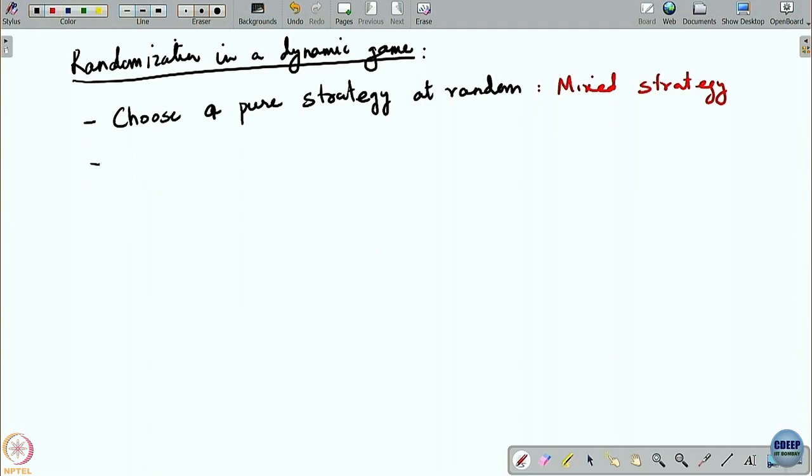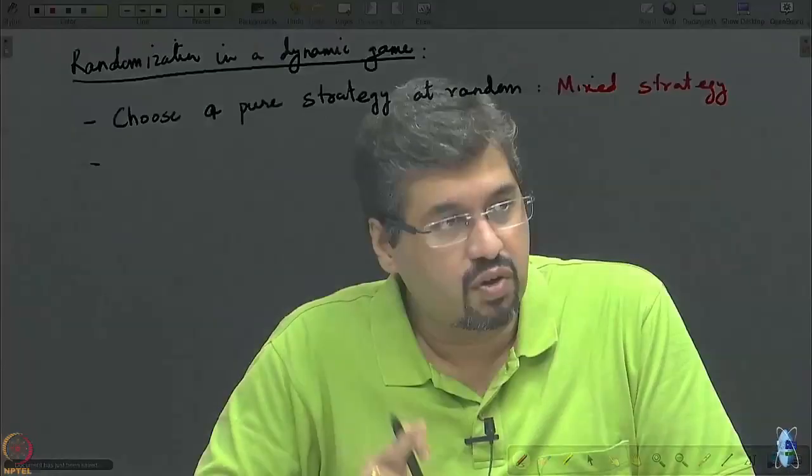Can you tell me what would be the other way of randomizing? Yes, each player would choose a pure strategy at random. So what would be another way by which a player could randomize? Another way of randomization is the following: whenever he gets to an information set, the player is aware of the actions that are available at that information set. He can choose an action at random at each information set. So, he chooses a probability distribution on the set of actions available at that information set.